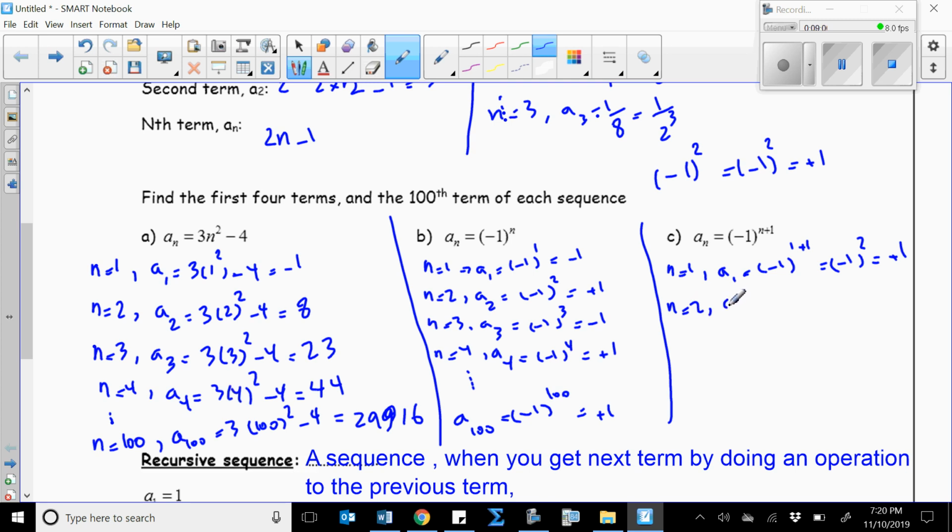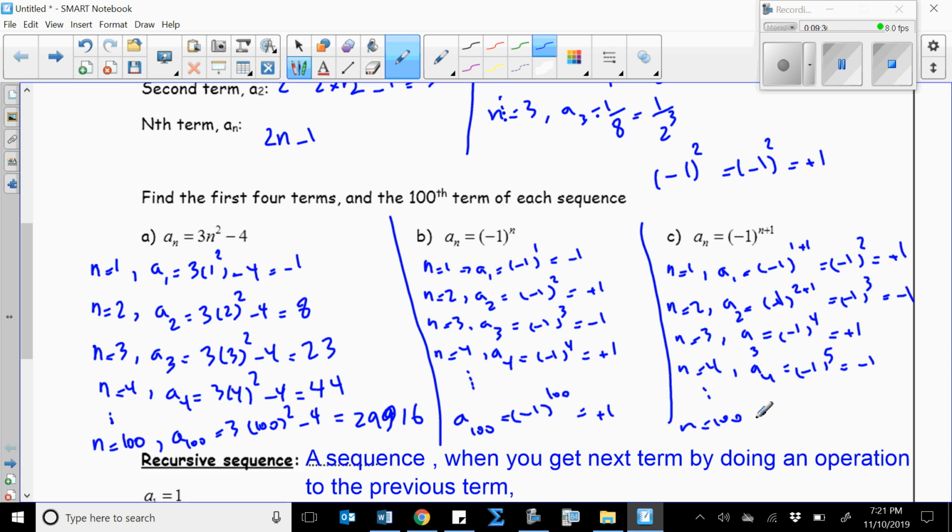Then n equal to 2, a2 will be (-1) to the power of 2 plus 1, which is (-1) to the power of 3, and it's -1. N equal to 3, a3 will be (-1) to the power of 4, positive 1. And n equal to 4, a4 equals (-1) to the power of 5, -1. And for n equal to 100, we will have a100 equal to (-1) to the power of 101, and this is an odd number, so the answer will be -1.